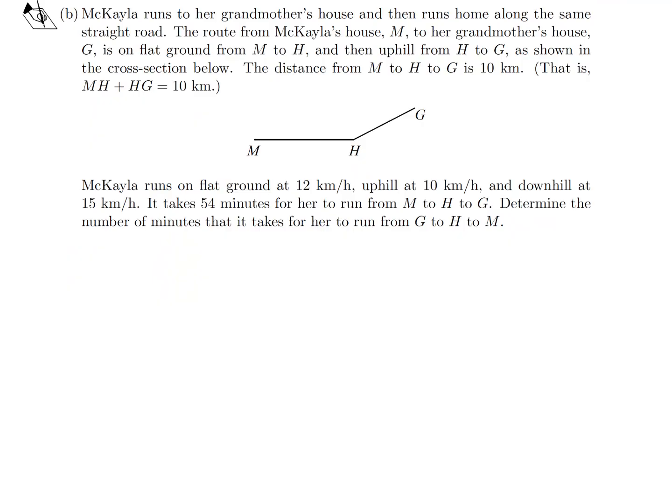So, let's see here. So the speed is 12, regardless of whether she's going from M to H or H to M, right? Because the speed on the flat is the same. But H to G, it varies. When she's going uphill, it's 10, but when she's going downhill, it's 15. Okay, so that's different. And then we also know, I'm going to use letters A and B. I just like that better. So A plus B is 10. And, of course, that standard formula, speed is equal to distance over time.